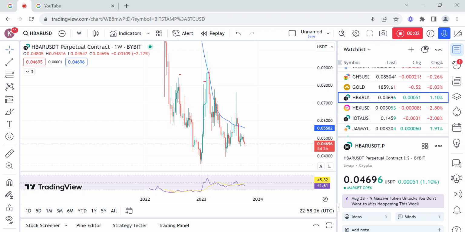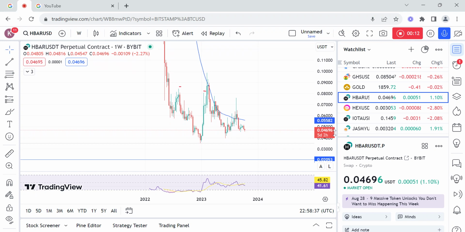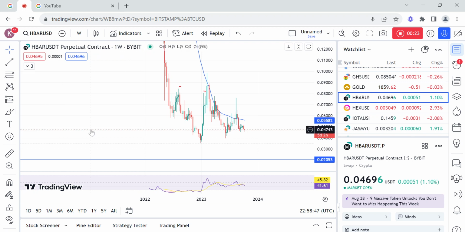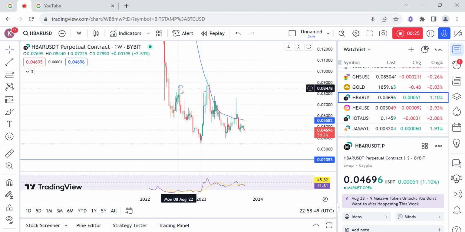Yes, hello guys. We're going to have our analysis on HBAR today. That's Hedera Hashgraph. From all indications, I think HBAR wants to go down, so we are likely to see lower prices for HBAR. As you can see, there were stops.